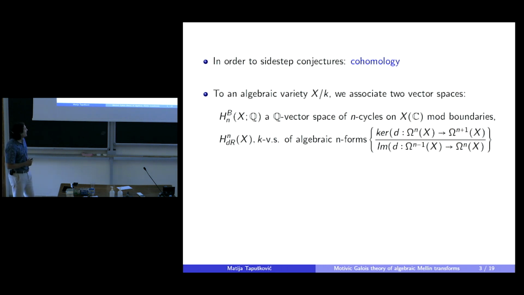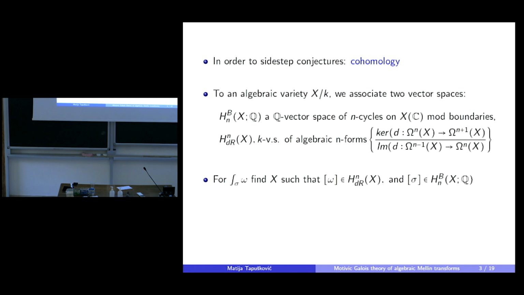To an algebraic variety we started with, the X from before, we associate two vector spaces. One is the Betti homology of X, which is a Q vector space of n-cycles on the complex points of X modulo boundaries, and H_dR^n(X) is a K vector space of algebraic n-forms. So here we have closed n-forms, d is just the standard differential, so we have closed n-forms modulo exact forms.